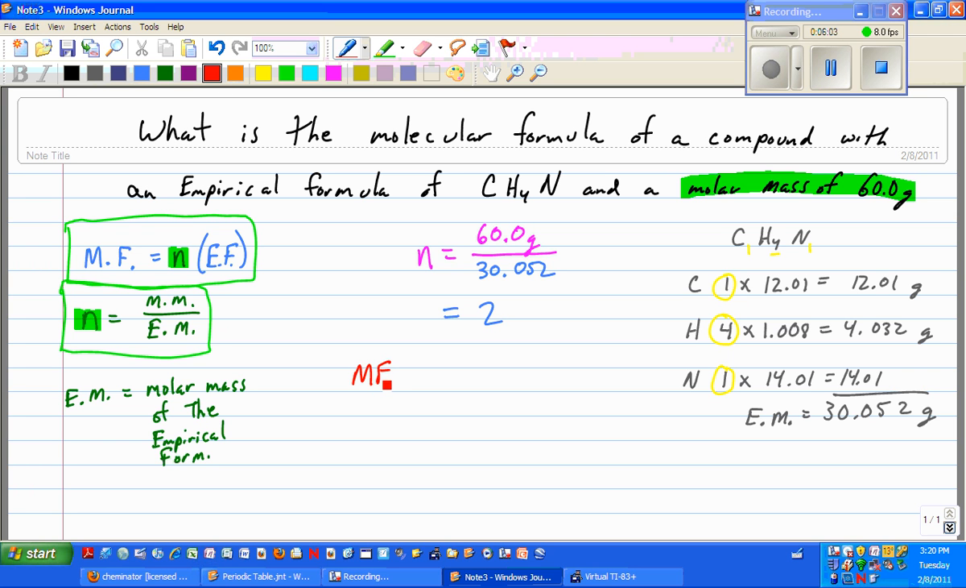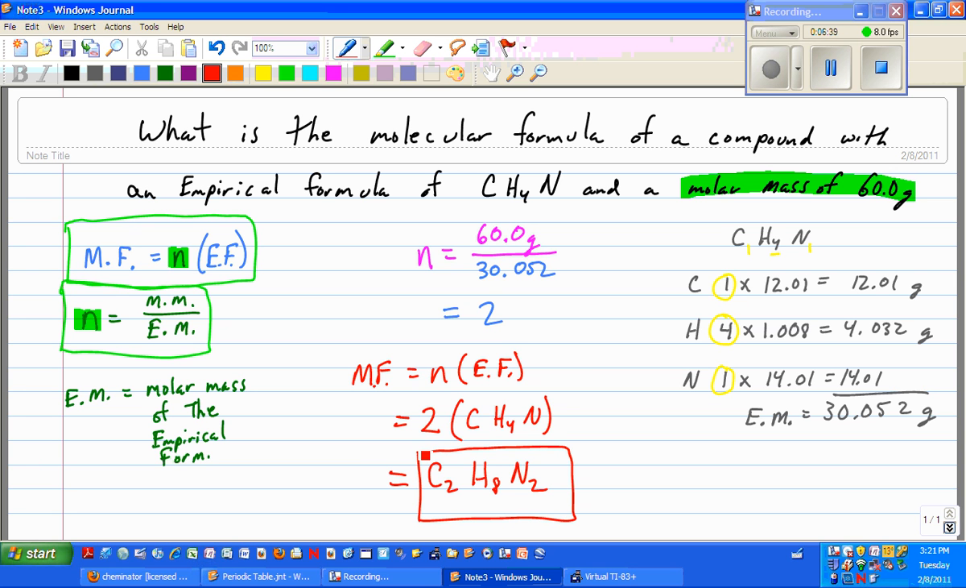That molecular formula is going to be equal to n times the empirical formula. So we plug in: 2 times our empirical formula of CH4N. That means our molecular formula will be C2. I just distribute this 2: 2 times 1 gives me C2, 2 times H4 gives me H8, 2 times N1 is going to give me N2. And that is my molecular formula.